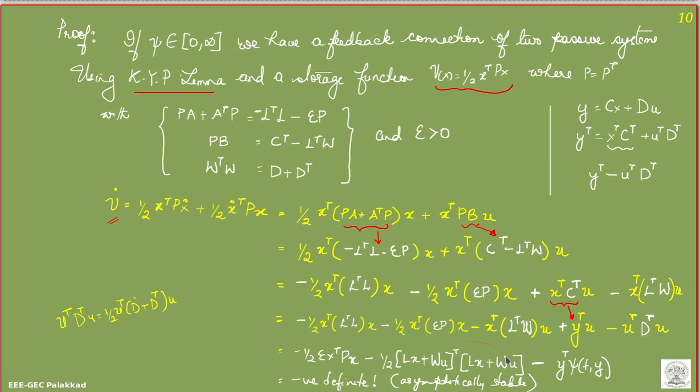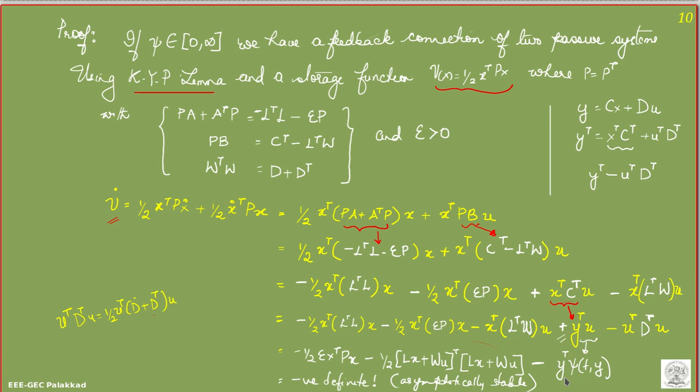Okay, so in fact this is x transpose into Lx plus w, the whole into this. So this is always positive definite, so this term is negative definite. So this term is also negative definite because epsilon is greater than 0, p is greater than 0. So the last thing that we have to do here is y transpose u. So y transpose I know it is zeta and u is minus I.